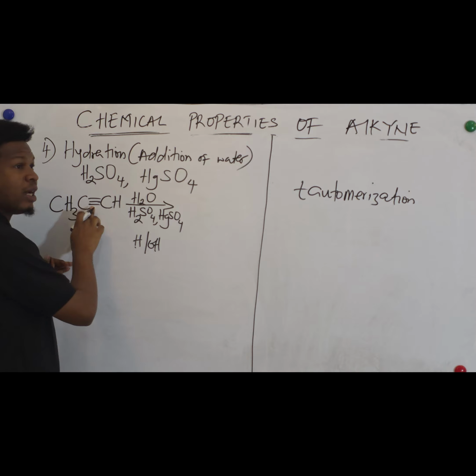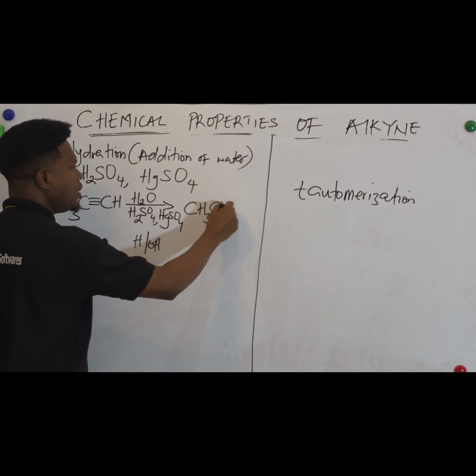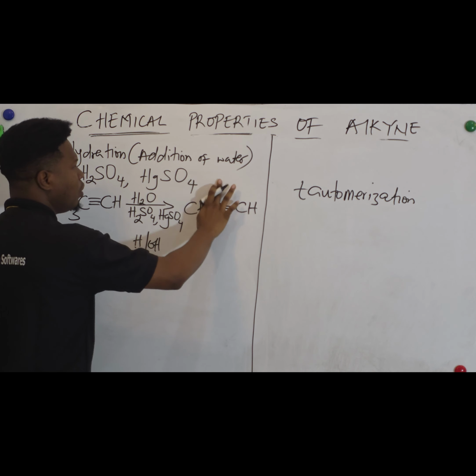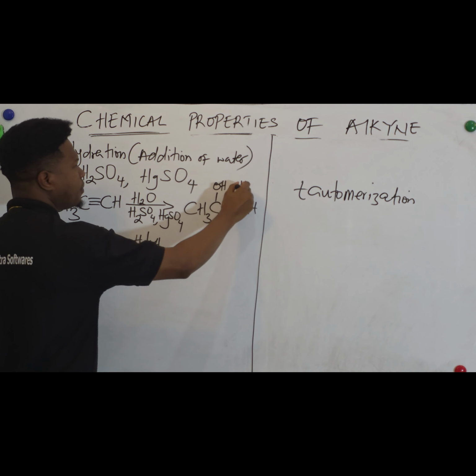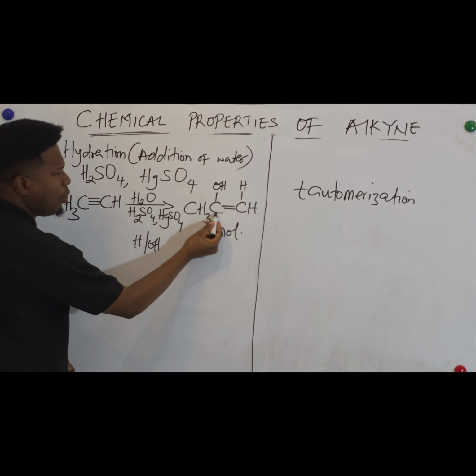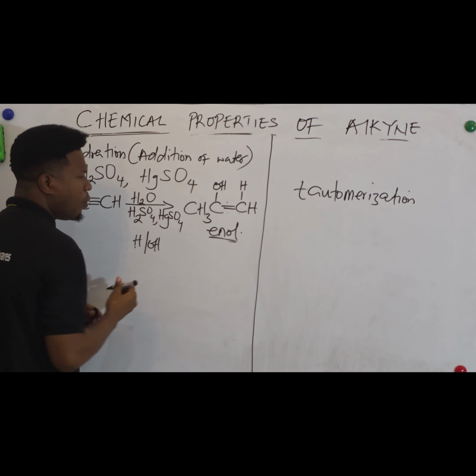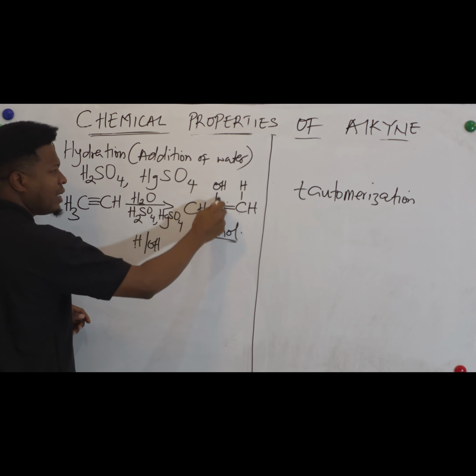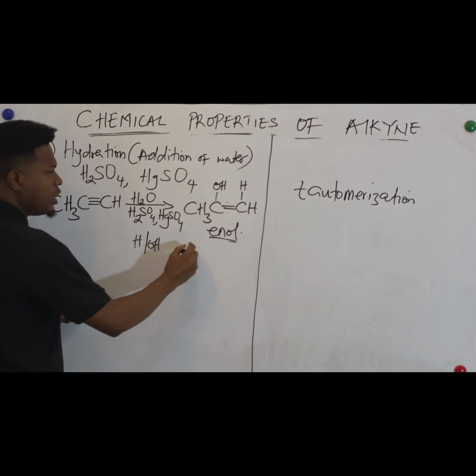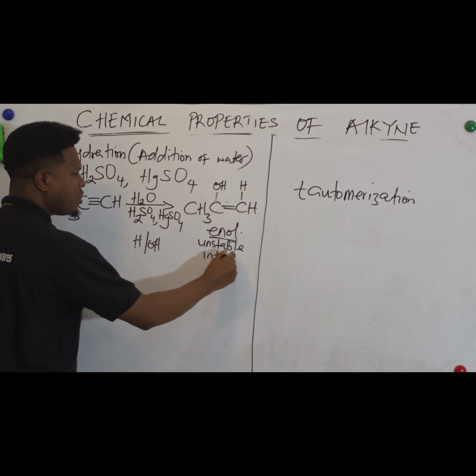You still have the double bond here because you just added two of them. So I'll have CH3, C double bond, CH. Remember you added OH, and you added H here. This is what we call an enol. An enol is a compound that has a carbon to carbon double bond, and an OH group is attached to it. This enol is unstable, and it is the intermediate. It's not the final answer.